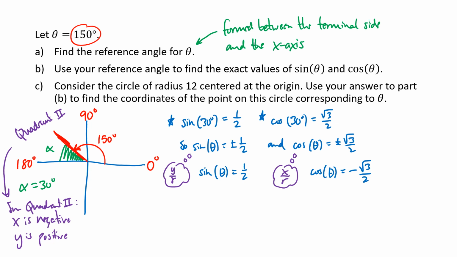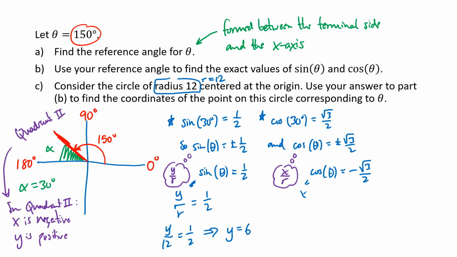Using your answer to part B, we want to find the coordinates of the point on this circle corresponding to our angle theta. So this tells us that our radius is 12, right? r equals 12. And so sine of theta is y over r, and that's equal to 1/2. Since r is 12, that tells me y over 12 equals 1/2. Multiply both sides by 12, that's going to get me y equals 6.